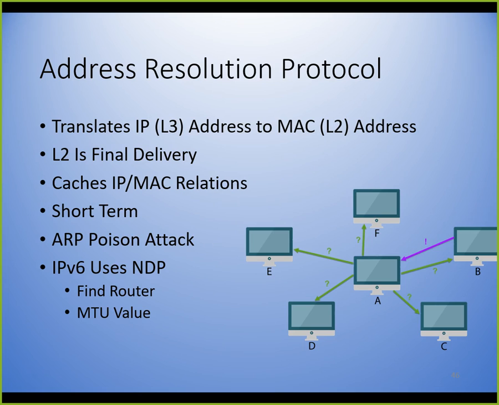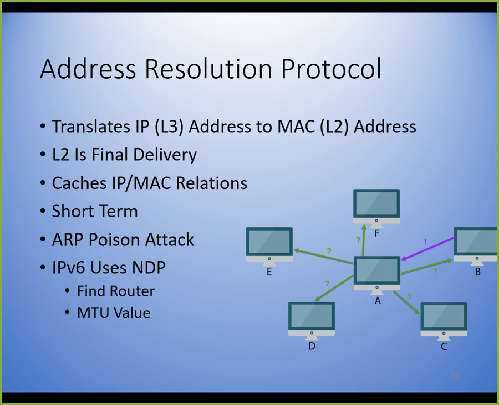ARP poisoning attack. It's a great way to do a man-in-the-middle attack. ARP's a stupid protocol. I just advertise my MAC address as the default gateway. Then when people are going out of the network to 192.168.1.1, the router, in my case, they send it to me. I can look at the information, and then I forward it on.